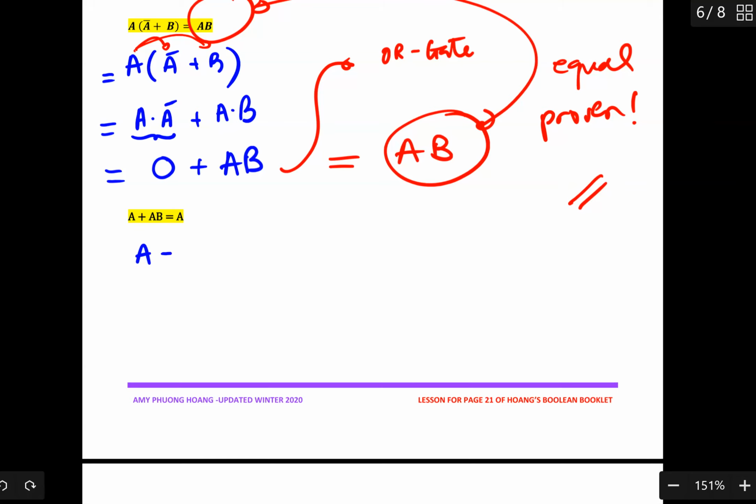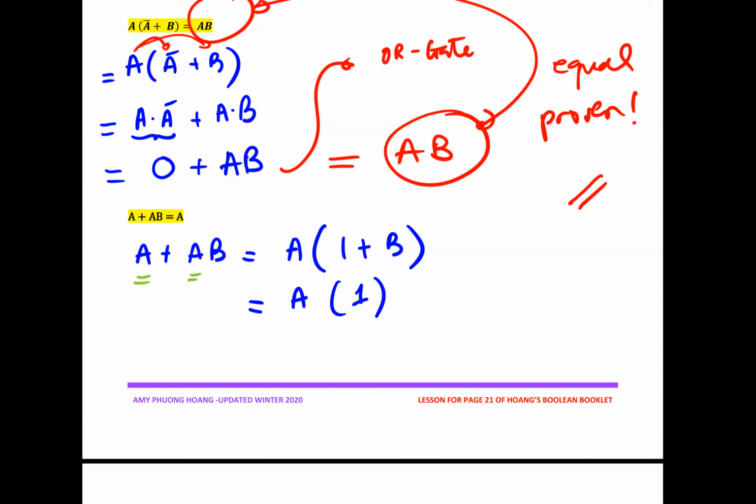I have A plus AB. I would like to remind everyone that as soon as you see the same, you factor it out. So A will be 1 plus B. Okay, what is 1 plus B? 1 plus B, in this case, is equal to 1. Again, it's an OR gate. As soon as you see a 1, your signal has to be 1.